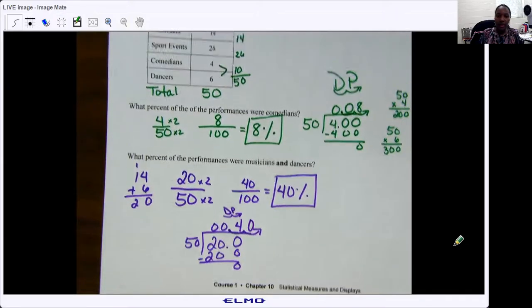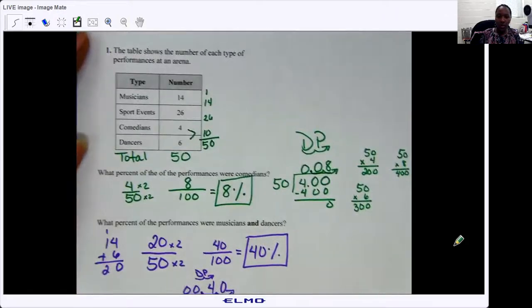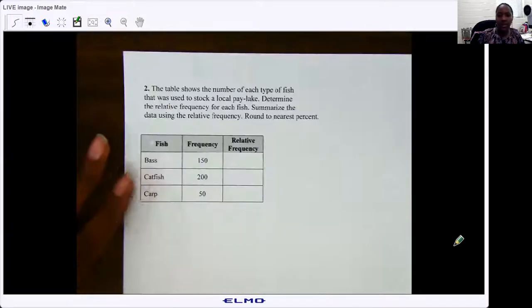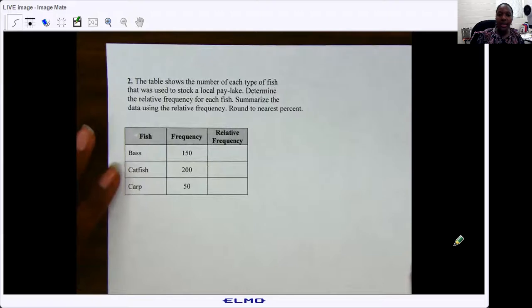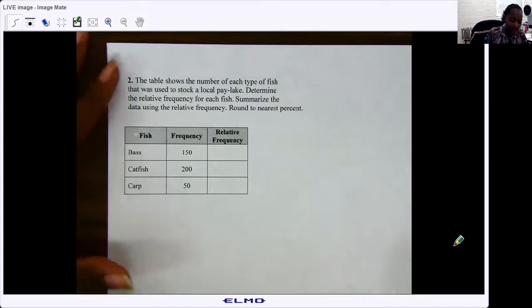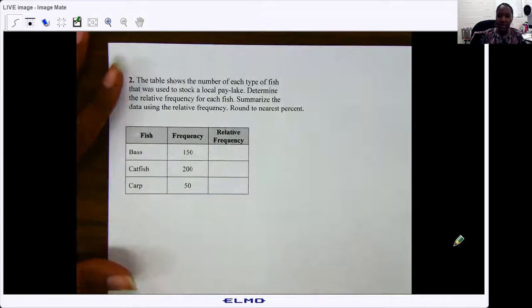Okay. All right. So that is with the table. Now let's try it with that percent bar that they were talking about. Let's look at our second example. This one says the table shows the number of each type of fish that was used to stock a local pay lake. Determine the relative frequency for each fish. Summarize the data using relative frequency, okay? And it says round to the nearest percent. Let's see if we need to do that.